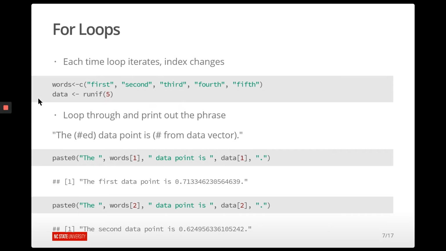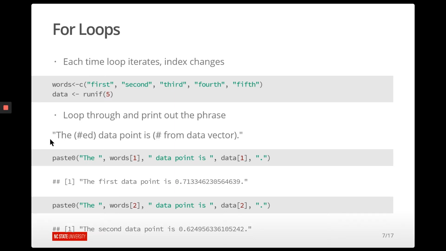Just to give you an example of something silly that you might want to do, perhaps I have some data and I want to cycle through and print out something for each one of those data points. I'm going to create a words vector that corresponds to first, second, third, fourth, and fifth. Then I'm going to get 5 random data points, using runif to get 5 random numbers between 0 and 1. I want to loop through each one of these observations and print out the phrase: the first data point is the first value from the vector, the second data point is the second value.